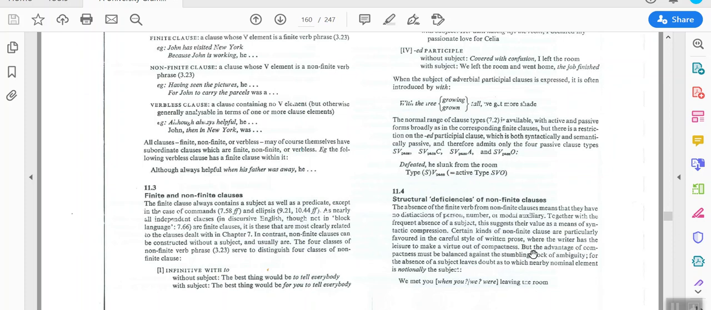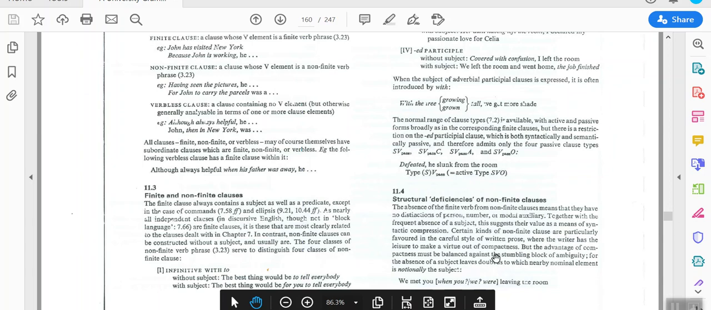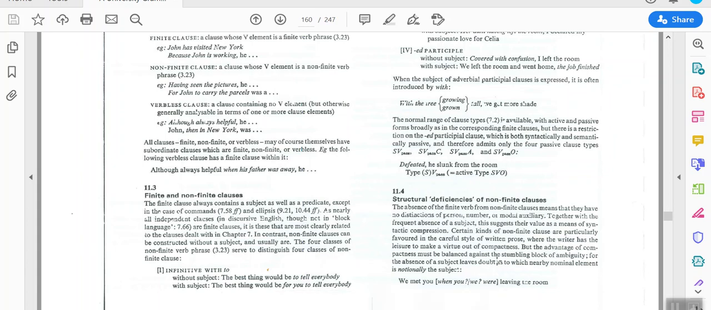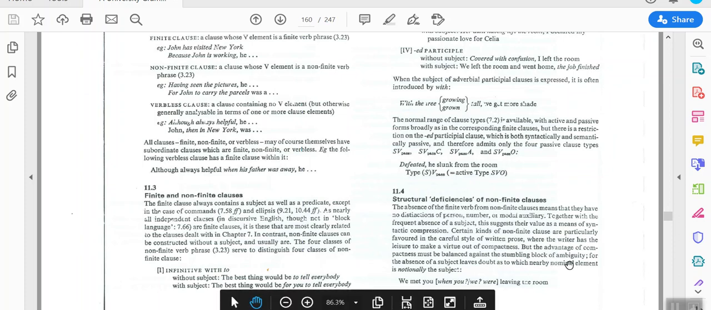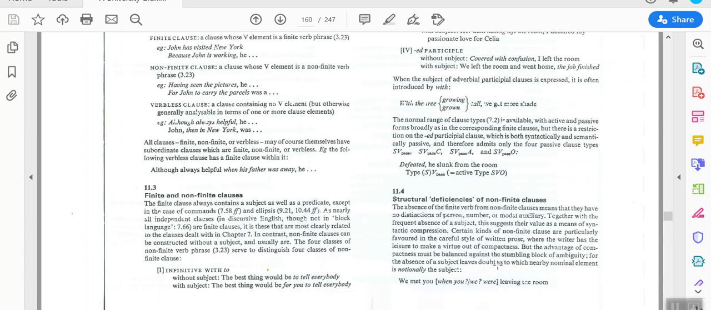So when the writer has the leisure to make a virtue out of compactness, of course, the writer using non-finite clauses has a purpose behind this. But the advantage of compactness must be balanced against the stumbling block of ambiguity. Sometimes there is ambiguity, because we don't have, for example, the subject.